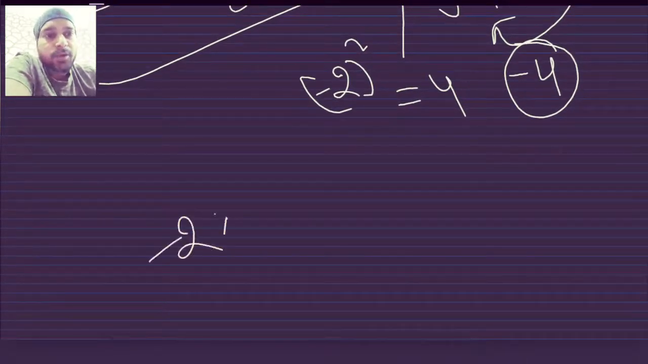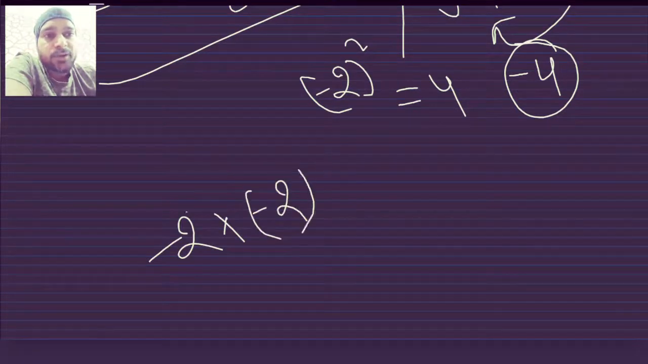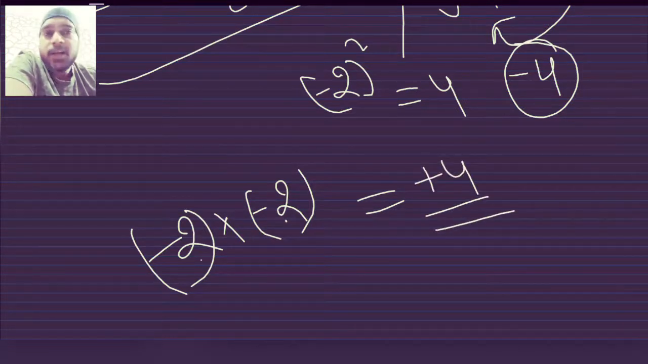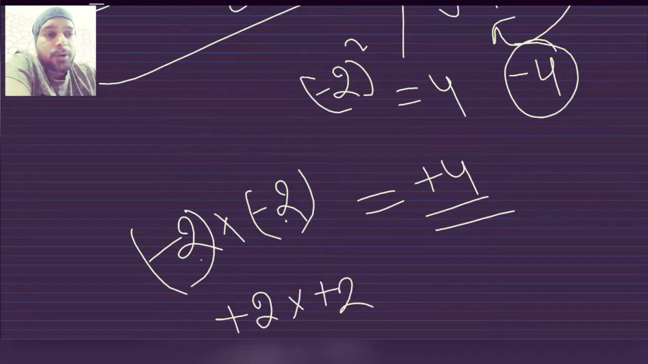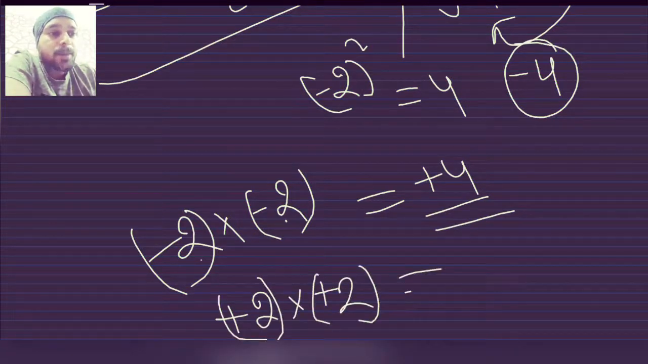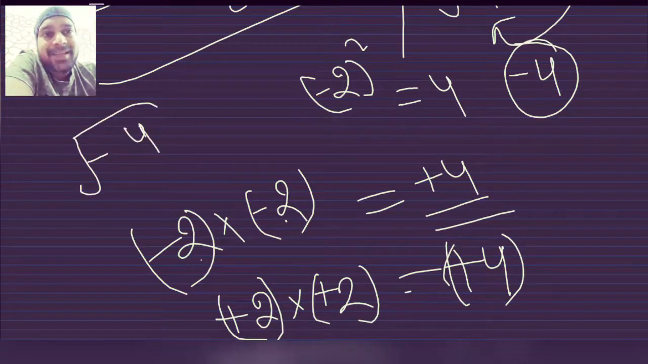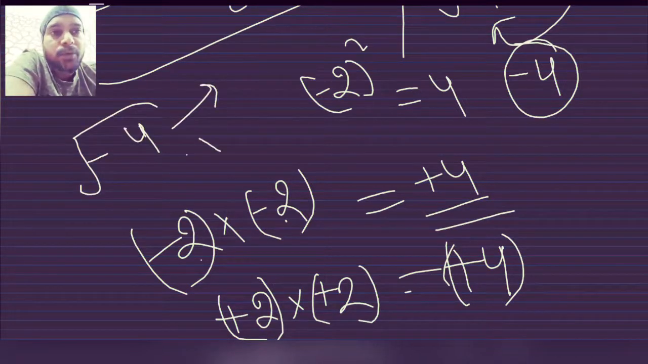Because minus 2 into minus 2 gives you the square of minus 2, and minus into minus we have learned is plus, and 2 twos are 4, so it will give you plus 4, right? So here you are getting plus 4. Now suppose plus 2 into plus 2, here also you are going to get plus 4. So there is no such number whose square can become equal to minus 4. So root of minus 4 is basically an imaginary number.